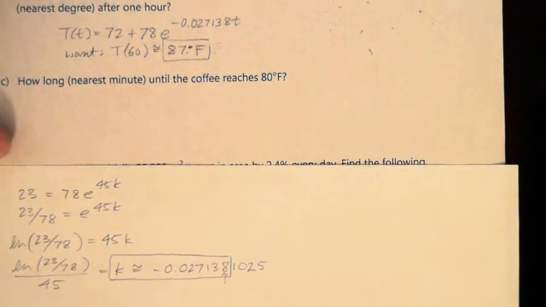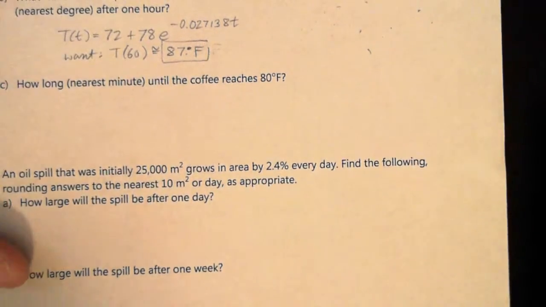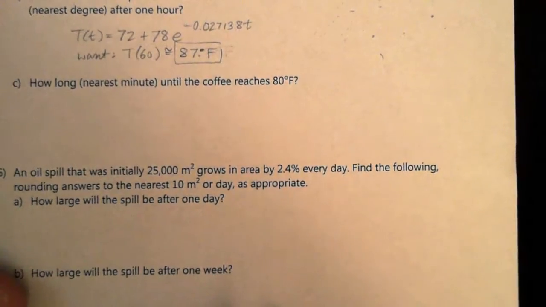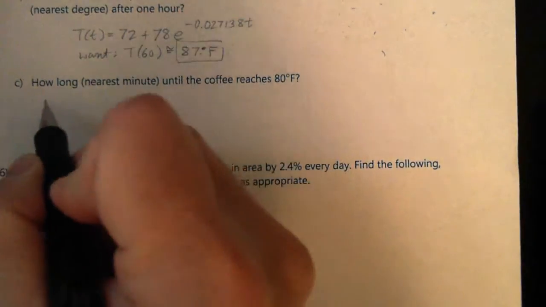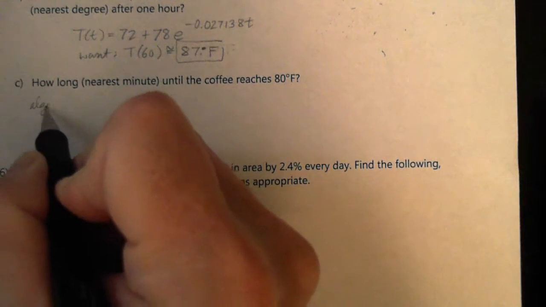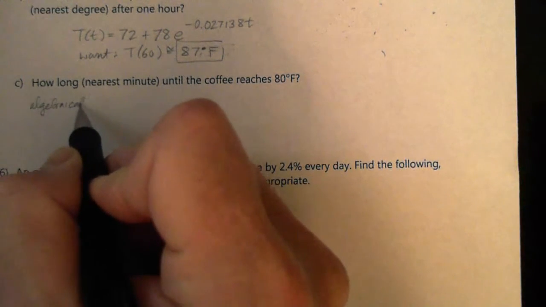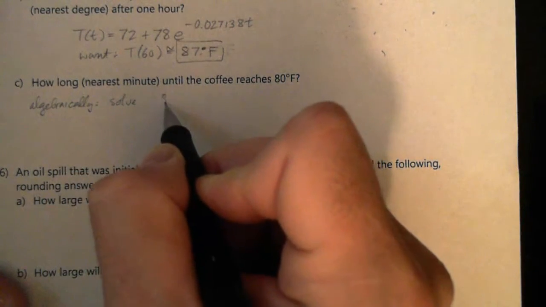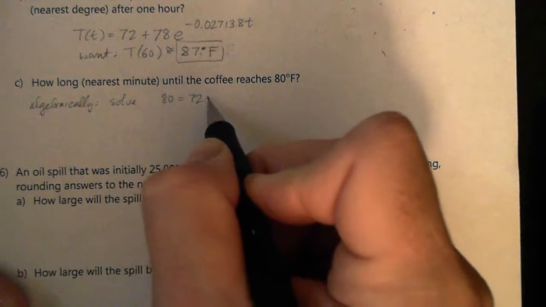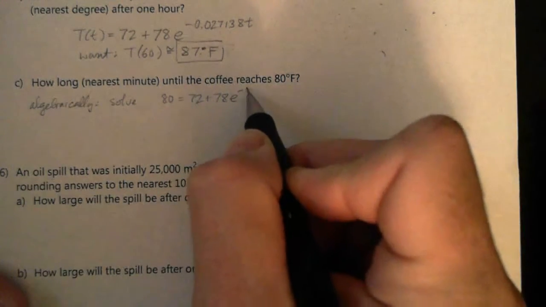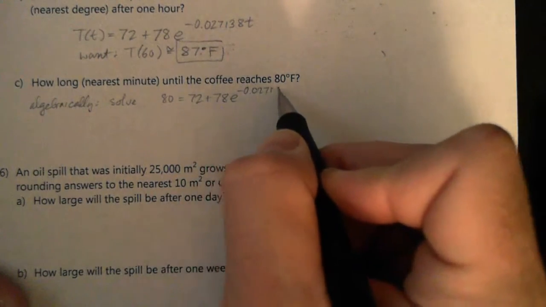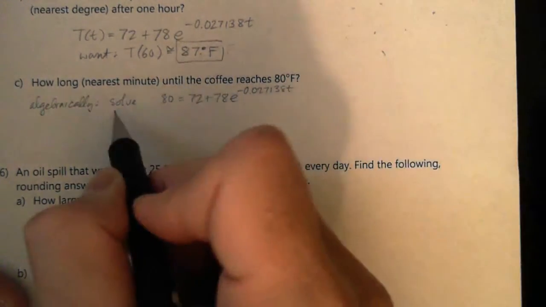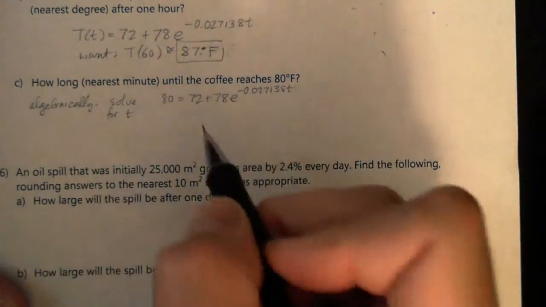Okay, the next problem is how long until the coffee reaches 80 degrees. And there's two ways of doing this again. We can do it algebraically by solving 80 equals 72 plus 78 e to the minus 0.027138 t for t.